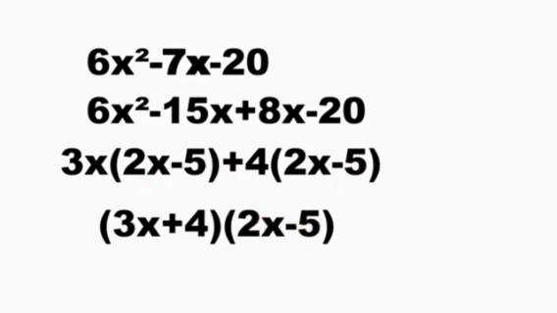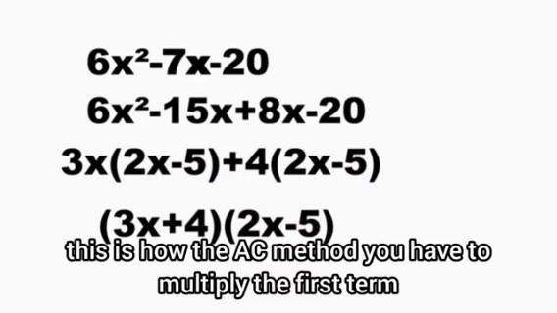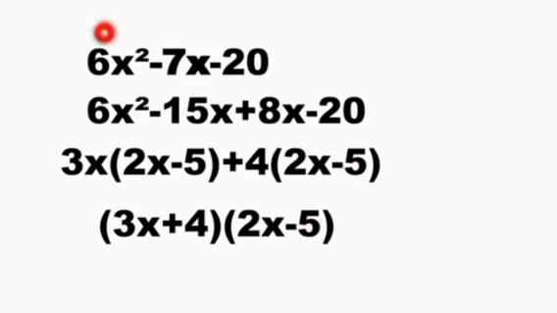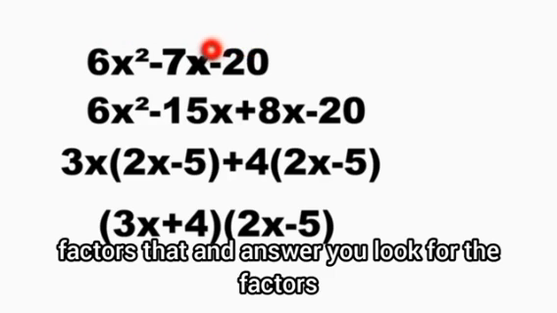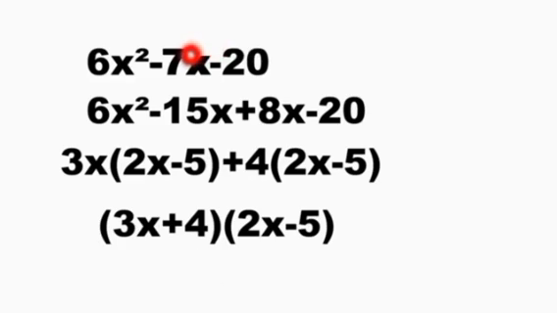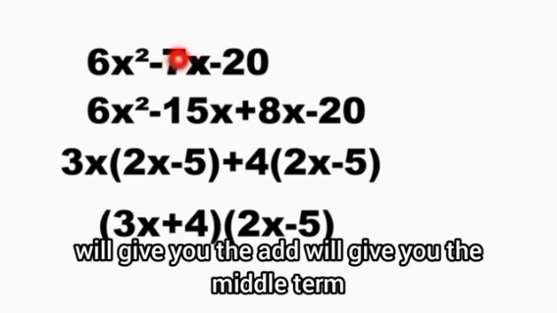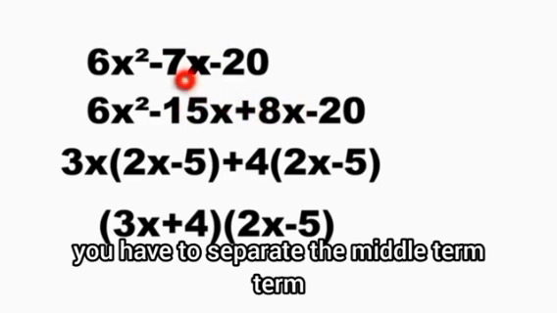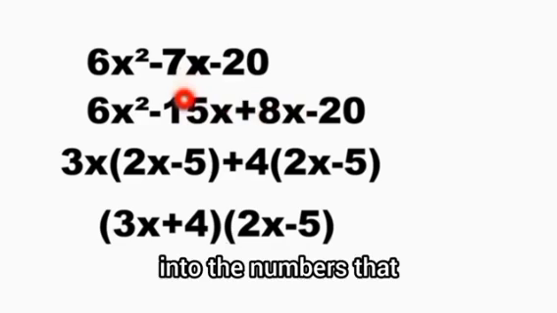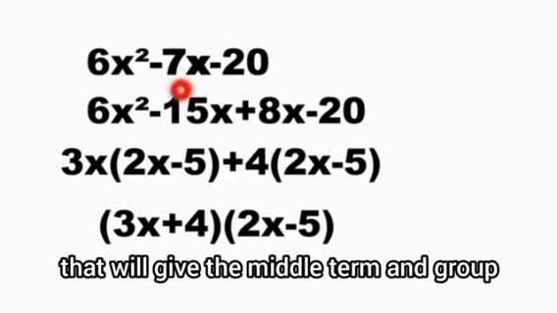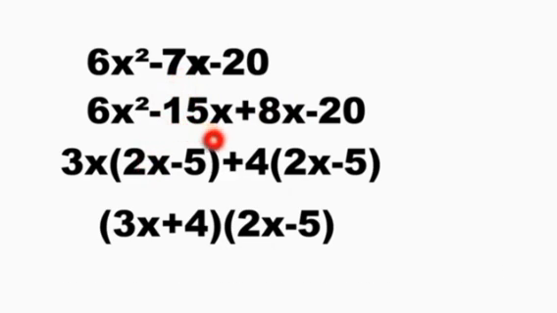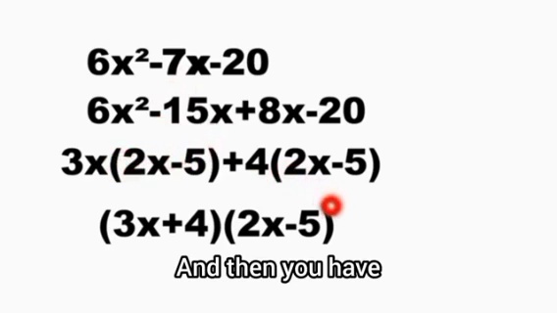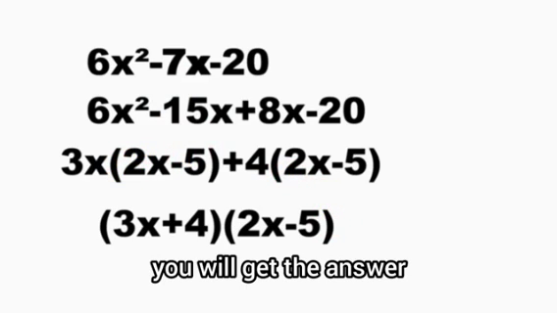So this is how the AC method works. You have to multiply the first term and the last term, and look for the factors that, if you add or subtract, will give you the middle term. Then from those factors you have to separate the middle term into the numbers that will give the middle term, group, and factor out the common factors, and then you will get the answer.